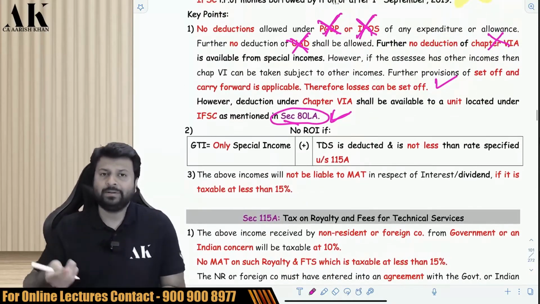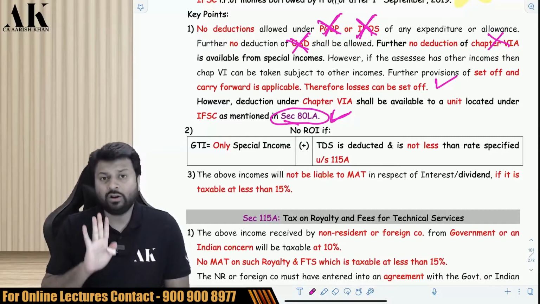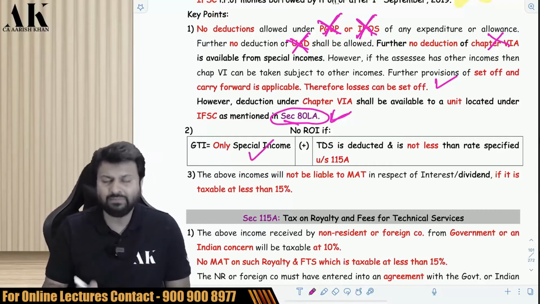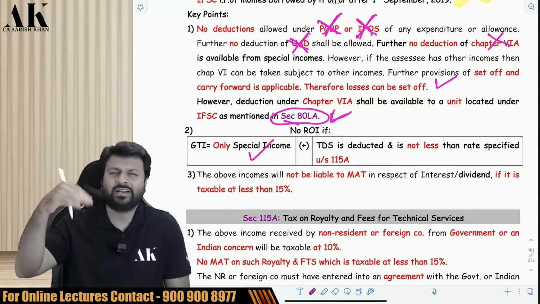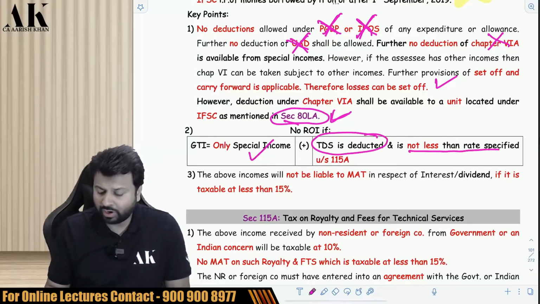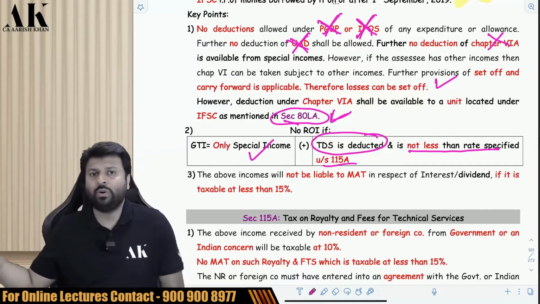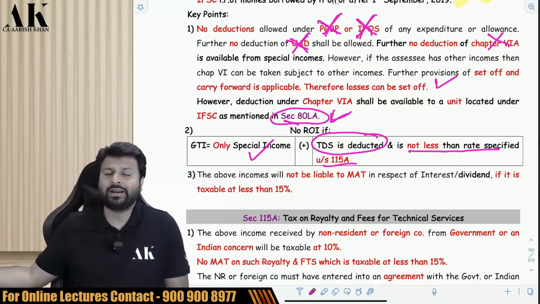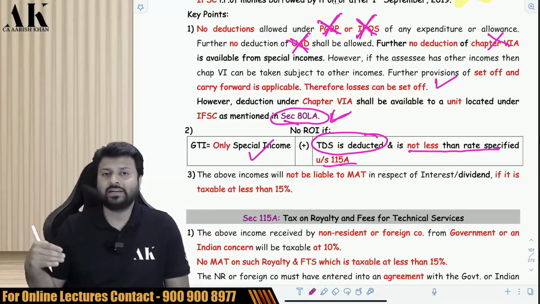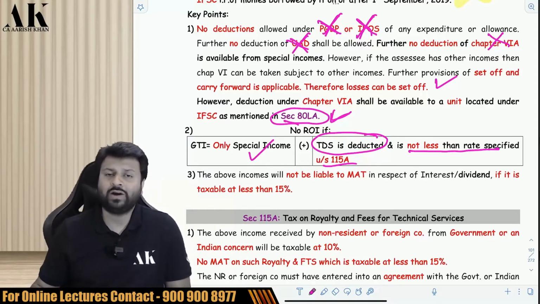Now, is the assessee, the non-resident or foreign company, liable to file the return? They are not liable to file the return if certain conditions are fulfilled. First, the only income is the above income. They only earn the interest and dividend income, and their TDS is deducted, and it is not at a rate less than the 115A rate. Suppose the DTAA rates are lower, and the TDS is deducted at a lower rate, then they have to file the return. But if the DTAA rates are higher, and their TDS is deducted as per 115A rates, then they are not liable to file the income tax return.